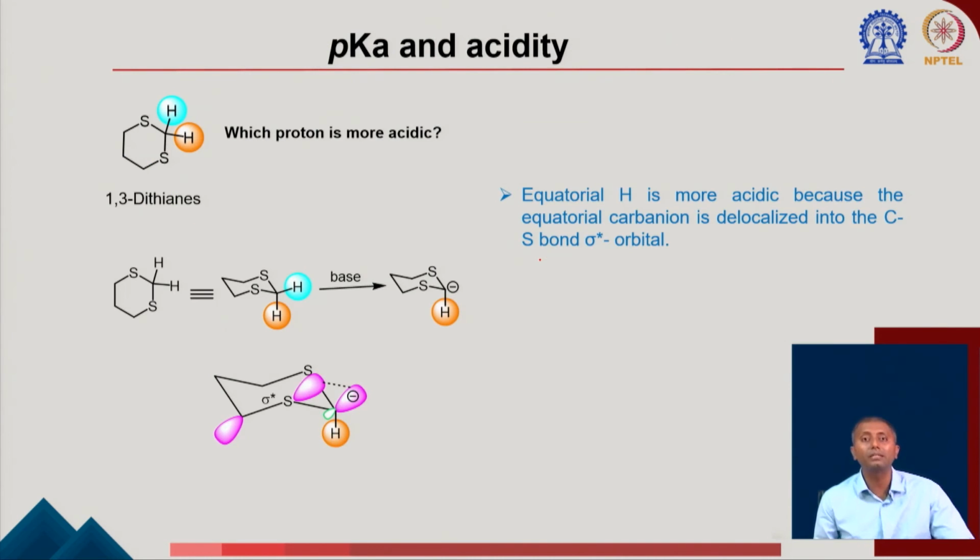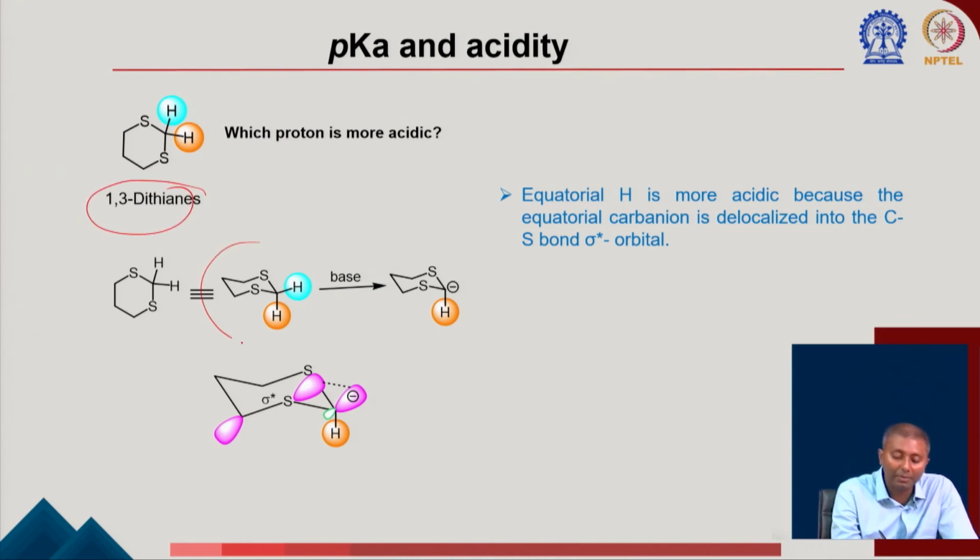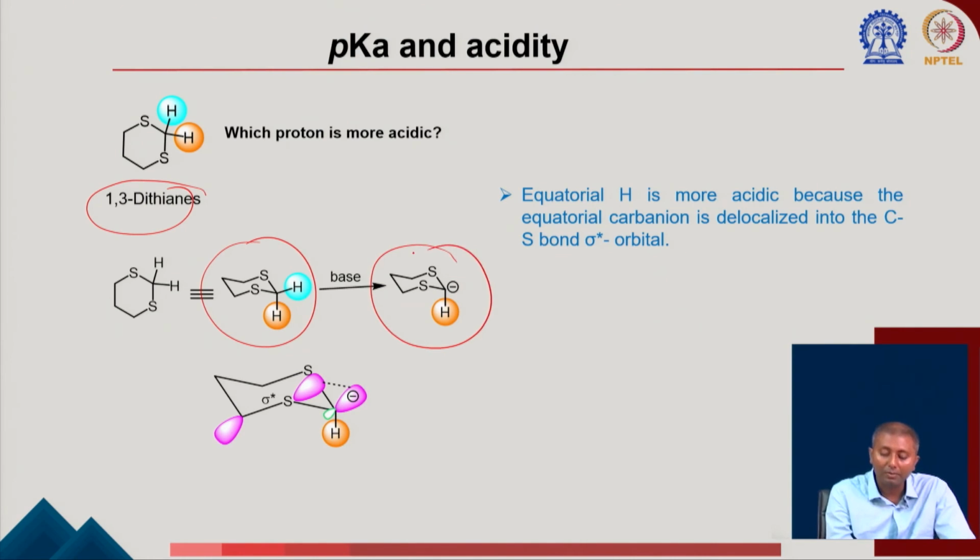Then there is a question here about the 1,3-dithiane, which you always use for protection of the carbonyl group, for doing some other transformations. If you make this 1,3-dithiane, we have to understand that in this particular case there will be an axial and an equatorial proton. Now, which one is more acidic? You can see the equatorial one will be more acidic. That will form the corresponding carbanion, because this carbanion is stabilized by giving electron density to the sigma star orbital of this carbon-sulfur bond. This is the sigma star orbital which is getting electron density from this carbanion.